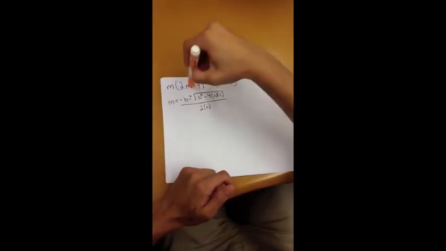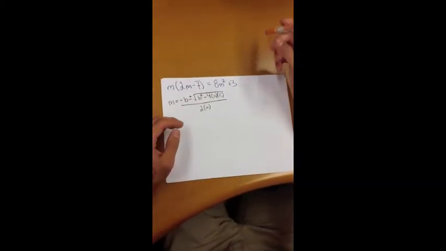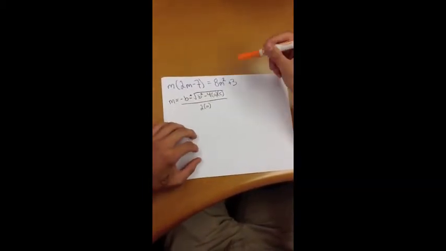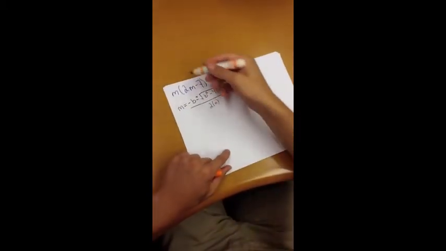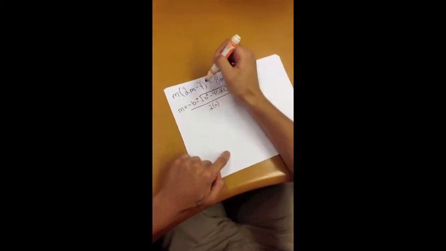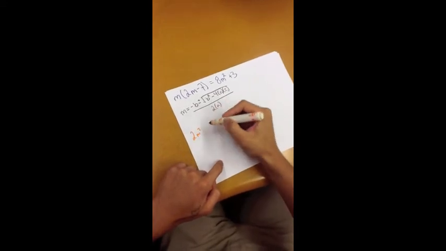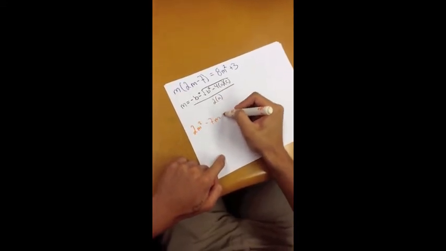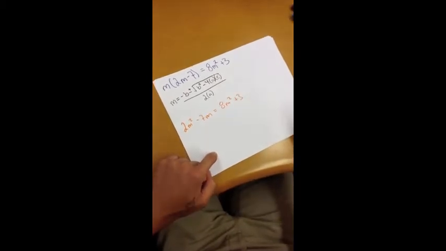But first we need to solve this equation, set it equal to 0, and then we solve for your a, your b, and your c. So now, you just do the distributive property, m to 2m and to negative 7. So that would be 2m² - 7m is equal to 8m² + 3.